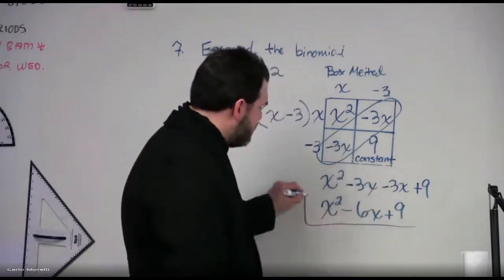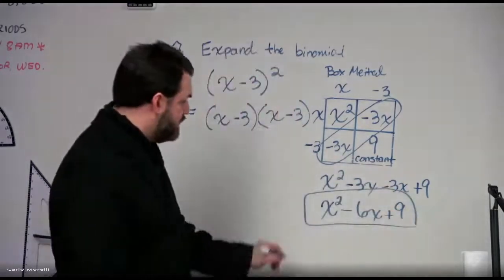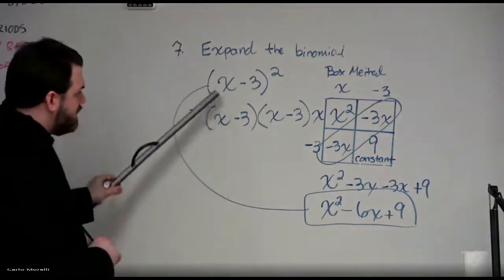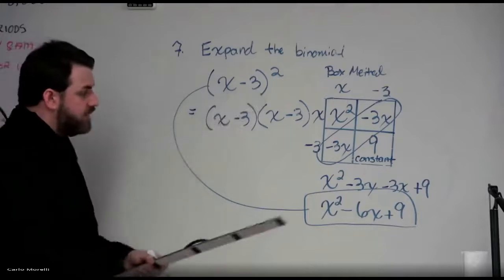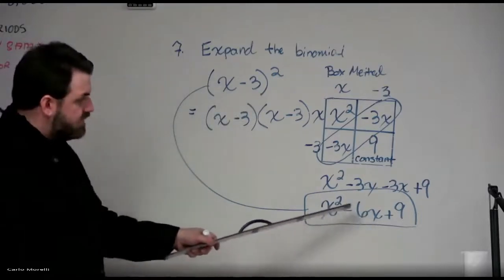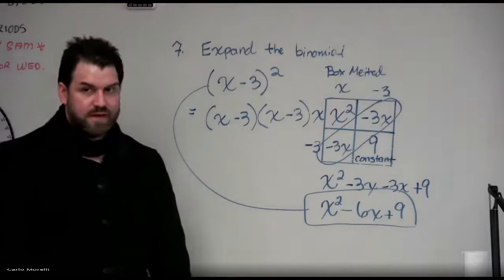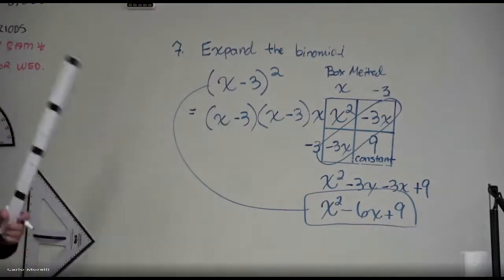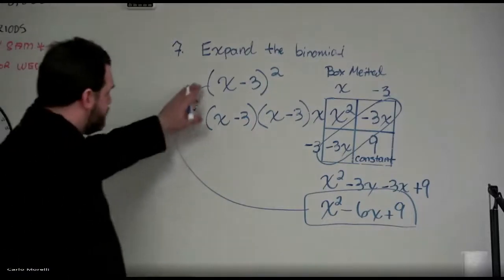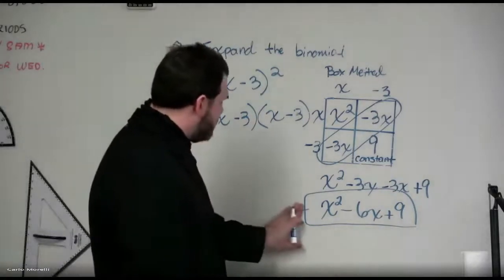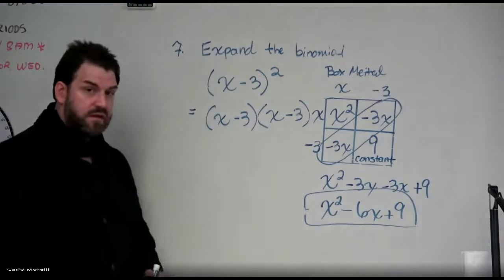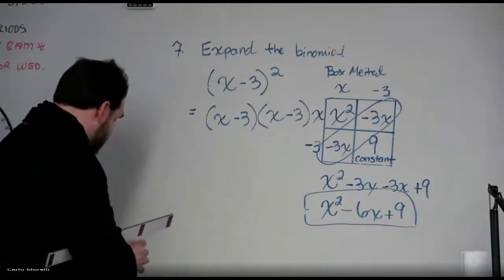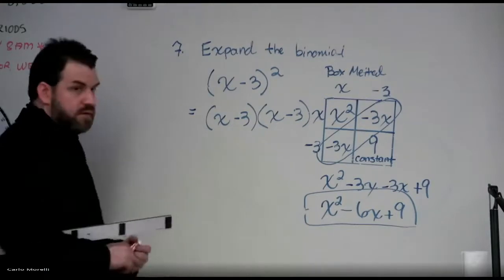So this is what is meant by expanding the binomial. You went from a binomial, which means bi means two terms, to a trinomial, 1, 2, 3 terms. Okay? So binomial to trinomial. That's what's meant by expansion. Now there's another way to do this called FOIL. And you must learn both ways because I'm going to tell you, some teachers will demand that you use FOIL.